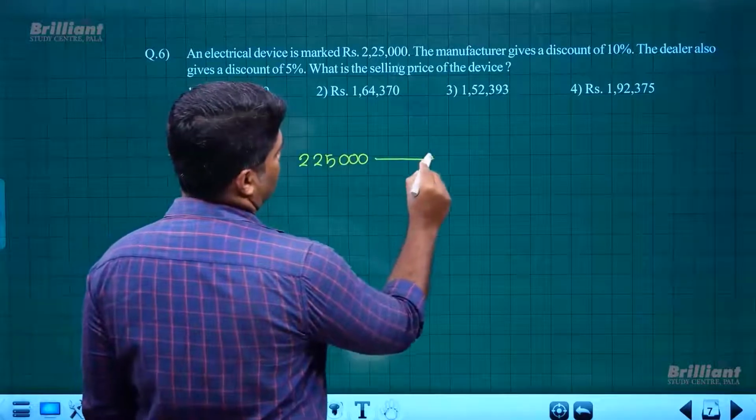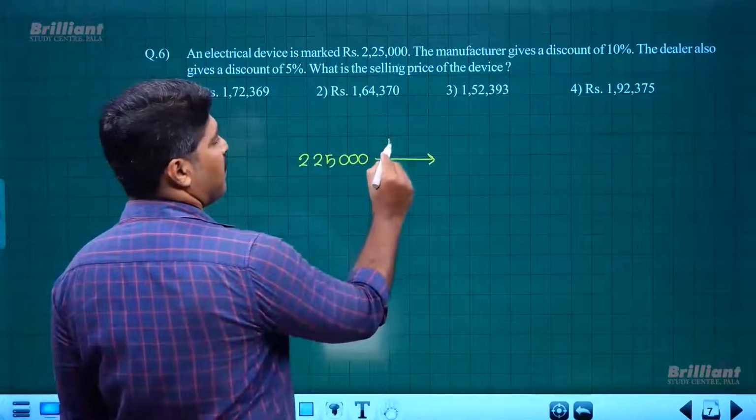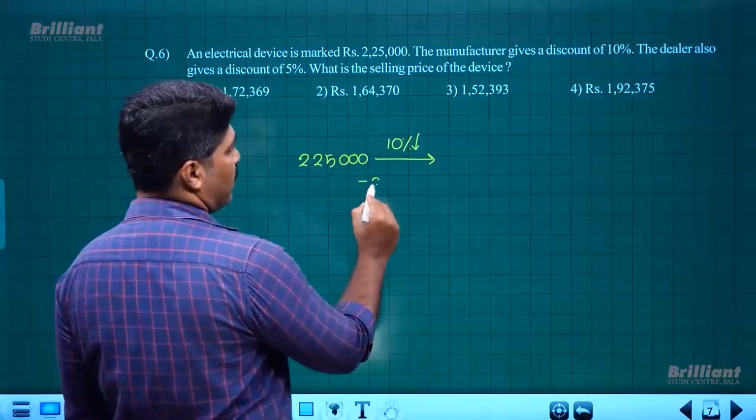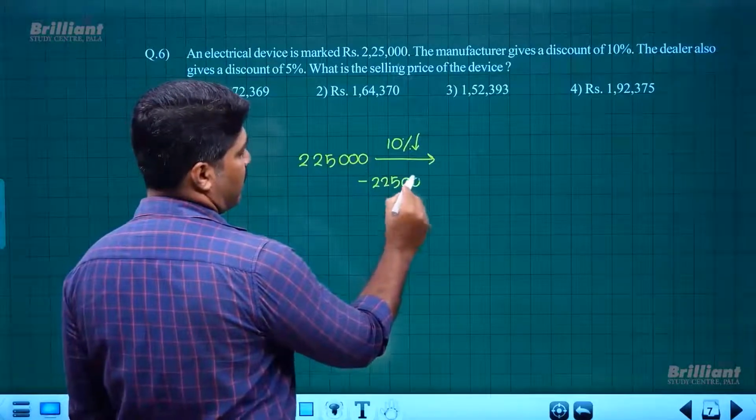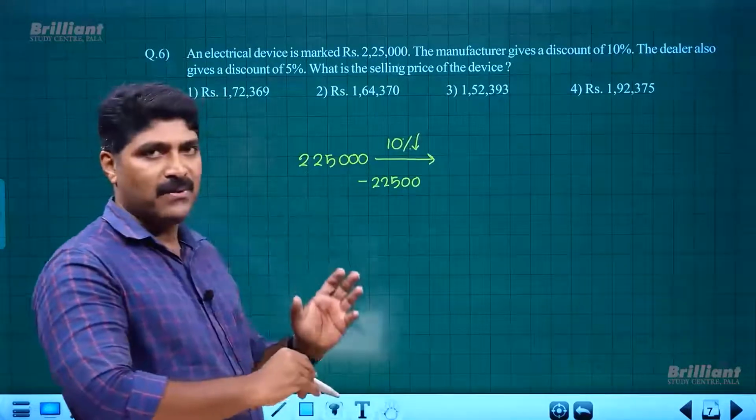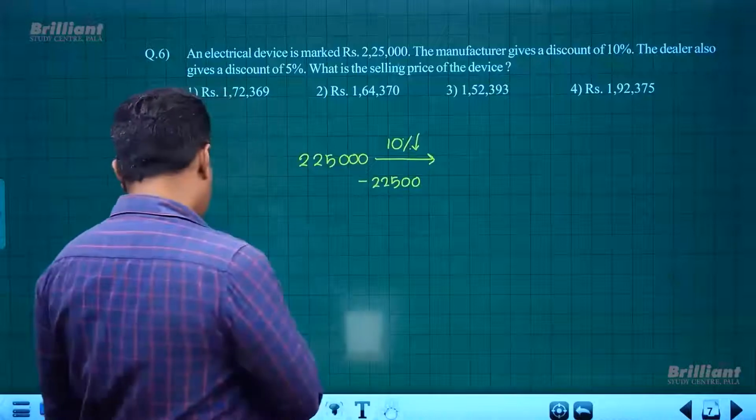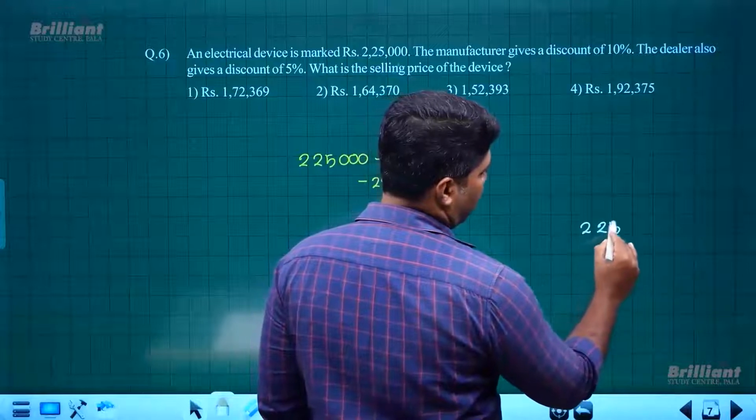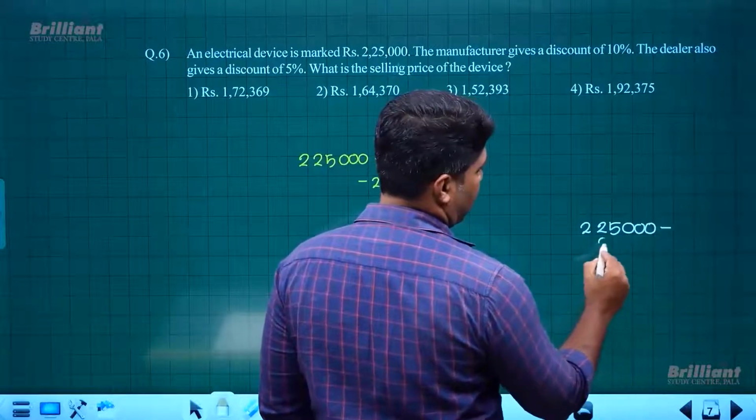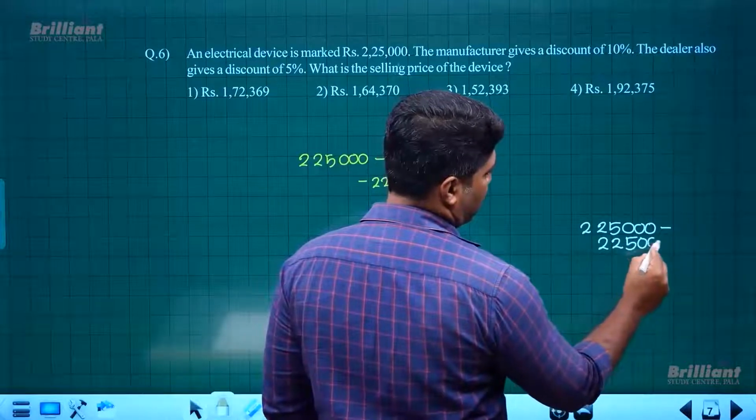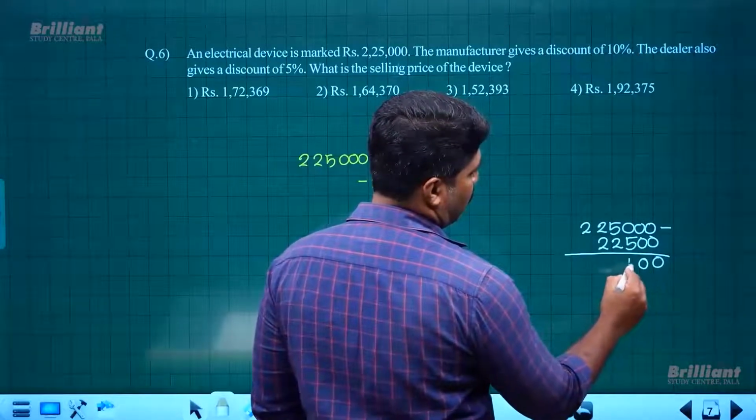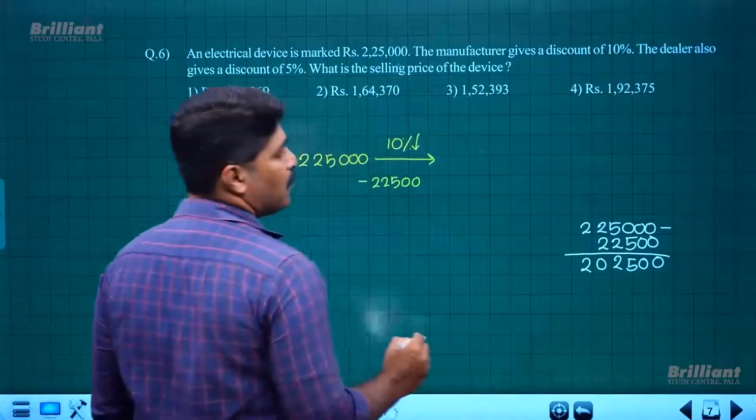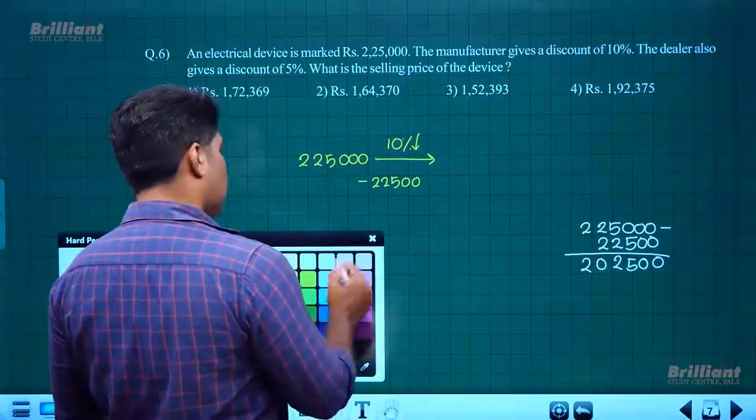2,25,000. This manufacturer gave a discount of 10%. So it's deducting 10%. So what is 10% of this value? So that is 22,500. So the actual cost that is 2,25,000, we have to subtract 22,500. You have to do the operations here. So from 2,25,000 we have to subtract 22,500 at first. This is 2,02,500. So that's the resultant value.